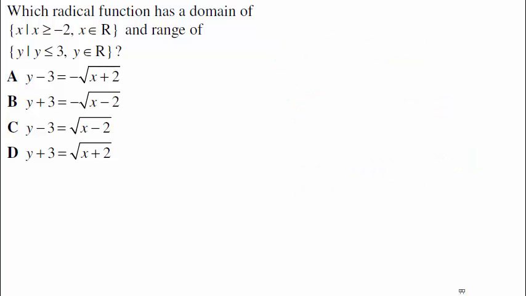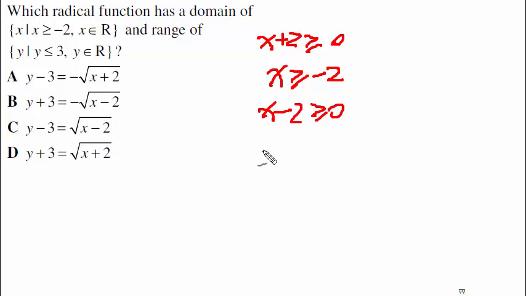Okay, let's see this question here. For example, whatever is inside the square root must be bigger than or equal to 0. So we're going to have x plus 2 bigger than or equal to 0, so x bigger than or equal to -2. That is what we want here, so that's correct. For x minus 2 bigger than or equal to 0, we have x bigger than or equal to 2, which is not what we want here. So B and C are automatically wrong.